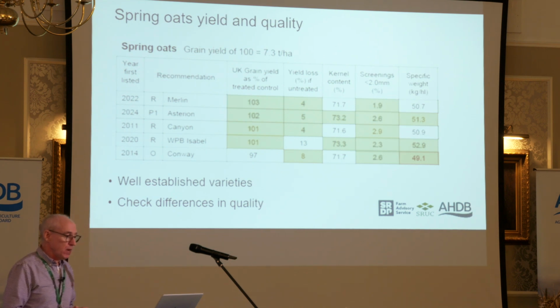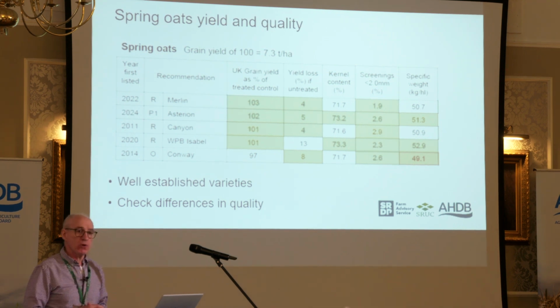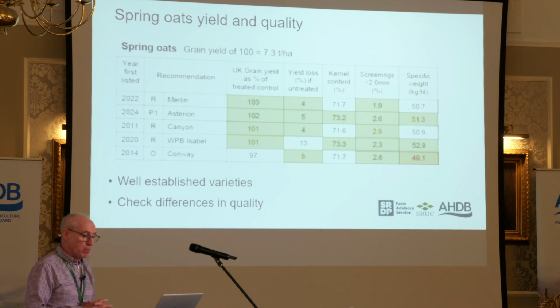So just on to spring oats and then spring wheat. So this is a more consolidated list for spring oats, and the main thing to flag up here is that we're bringing together yield and good grain quality. So speak with your end user here about the preferred varieties. Certainly the market leaders have been Canyon, Conway and Merlin. Isabel there, a little bit behind in terms of market share, but that particular variety does have a really nice combination of grain quality characteristics.